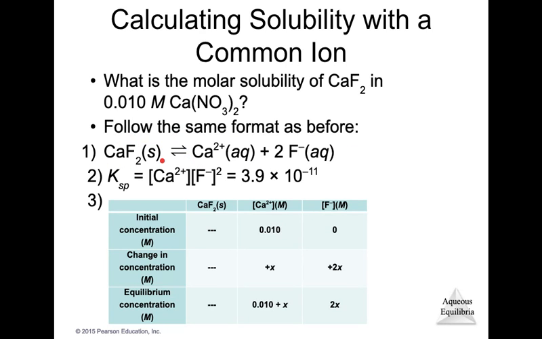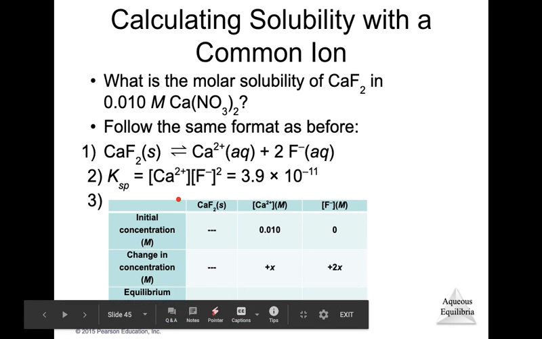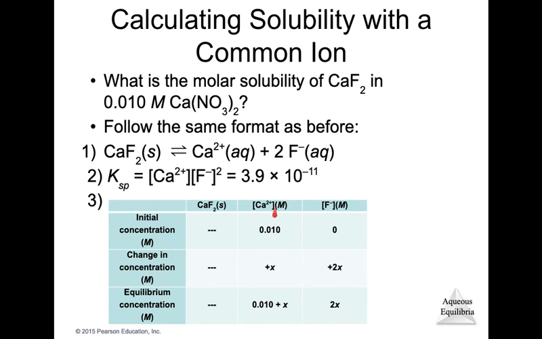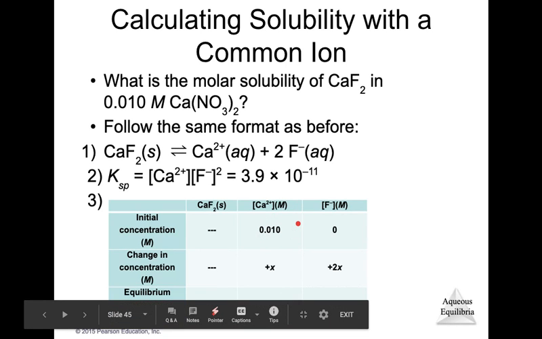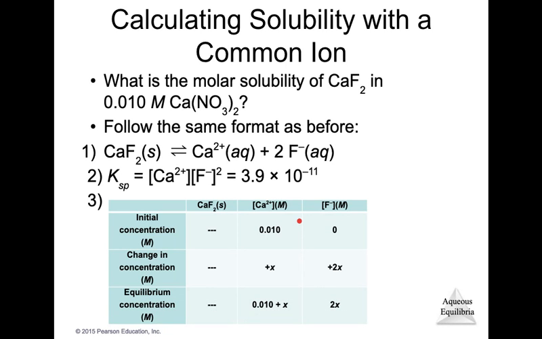So you follow the same format. You create your equilibrium expression, and from that you can create your Ksp expression. We're still setting it equal to the value you can find in your Appendix D. Now when you're setting up your ICE table, instead of starting at 0, 0, you have to start off with your 0.010 value, because that is the value associated with this common ion.